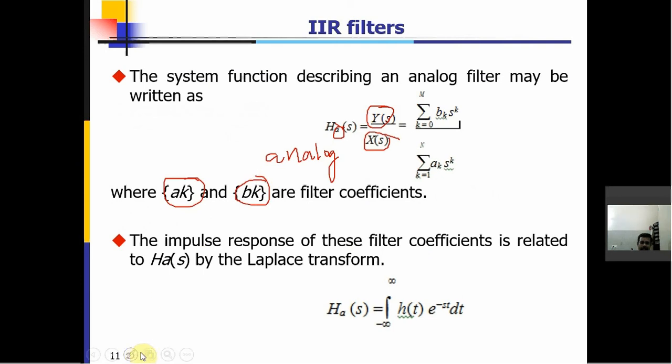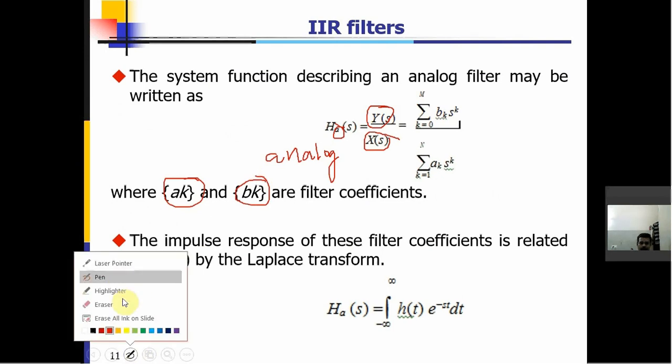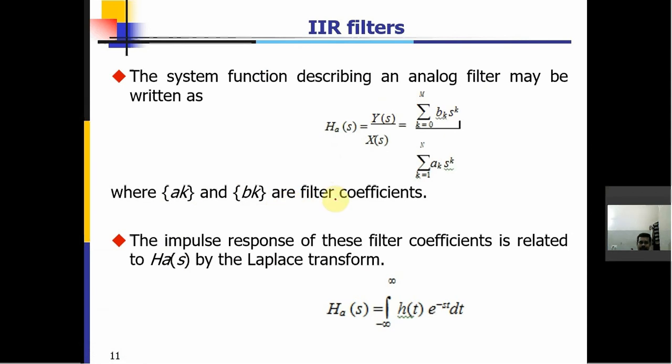What are a_k and b_k? These a_k and b_k are filter coefficients. The impulse response of these filter coefficients is related to Ha of S. What is Ha of S? Ha of S is nothing but the system function. So the impulse response is related to the system function by the Laplace transform. So Ha of S is equal to the integration from minus infinity to infinity of h of t into e to the power minus st into dt. So we are relating the impulse response of the filter to the system function by the Laplace transform.